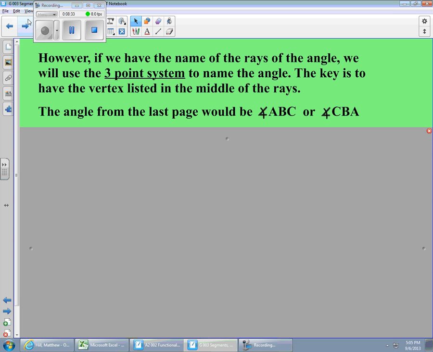The angle from the last page that we saw, on the underneath parts of the angles, the definition of angle, that could be referred to as angle ABC, and you can get it out of alphabetical order, angle CBA. But the thing you should notice, in common with both of these names, ABC and CBA, look at what's listed second. The B is listed second in both cases. That's not an accident. B is the vertex, and when you're naming an angle by the 3-point system, the vertex always gets the second position in between the two endpoints for the rays.